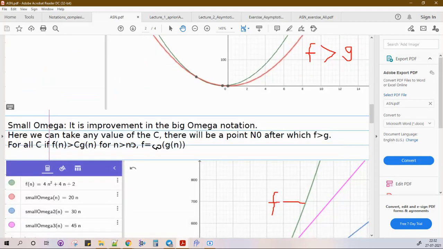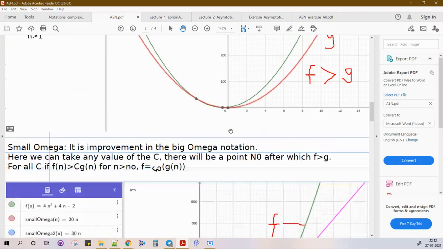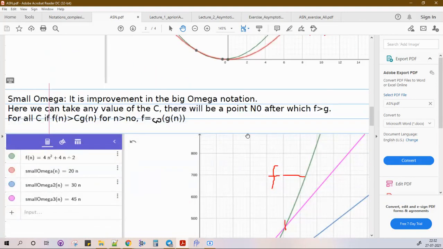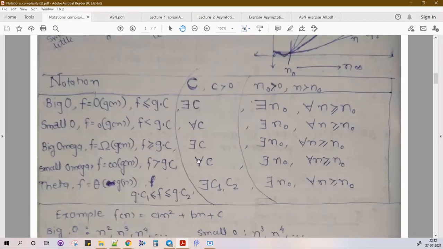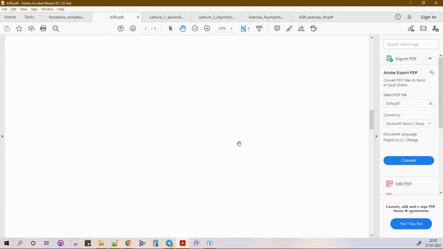And small omega is, again, as you have guessed, an improvement in big omega. Now what we are saying is, you can take any value of c, and this condition would always be true. f is greater than c multiplied by g. So your g is always a lower bound to f for any value of c, right? So we don't need to choose the value of c, right? So let's see, does it work or not, right?